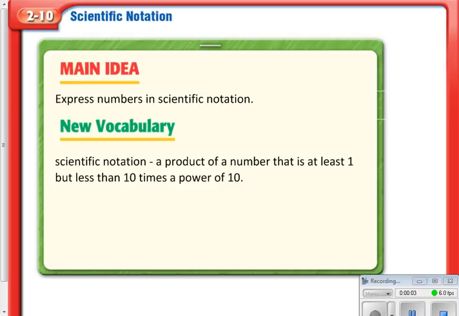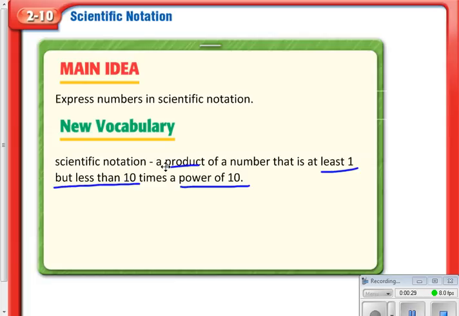2-10 scientific notation. Working with exponents and powers still, we're going to bring in scientific notation. Scientific notation is a product. Remember, product means to multiply, so there's multiplication happening. The big thing with scientific notation that a lot of people get confused with is that first number has to be at least 1 but less than 10. And it's always times a power of 10.